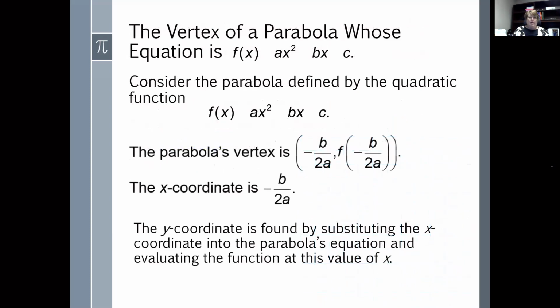All right, and it looks like we have a little problem with the slide here. Had some operation symbols go missing on us.